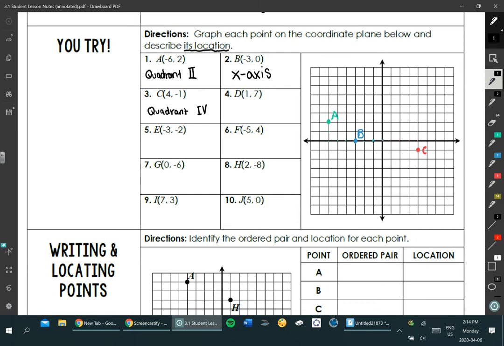All right, let's plot point D. Okay. So D, again, we always start at the origin. Okay. The x-coordinate is 1, so I move over to the right 1. My y-coordinate is 7, so I'm going to go 7 up. 1, 2, 3, 4, 5, 6, 7. So right there is where I put my point. I can label that D. Okay, and D, well, that's quadrant 1.